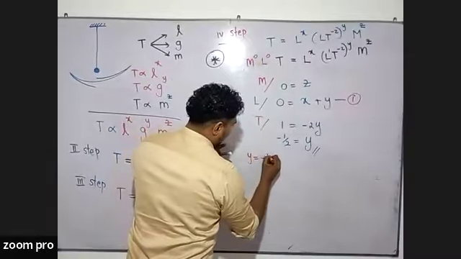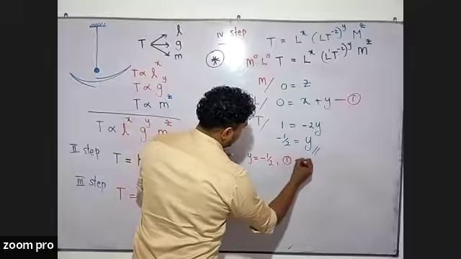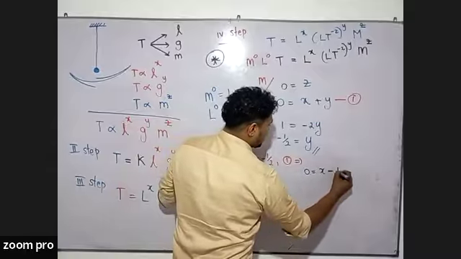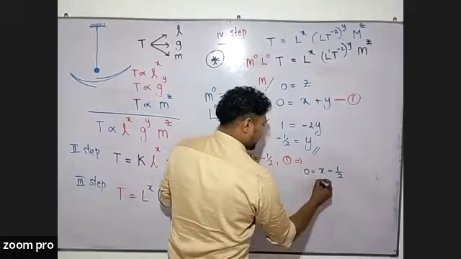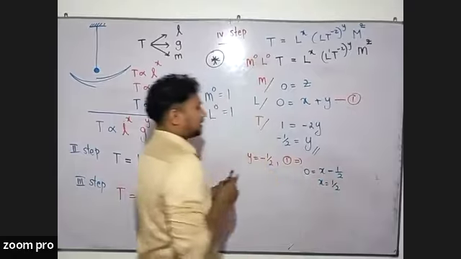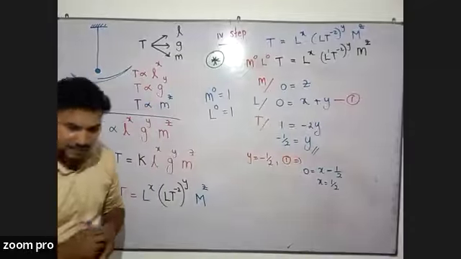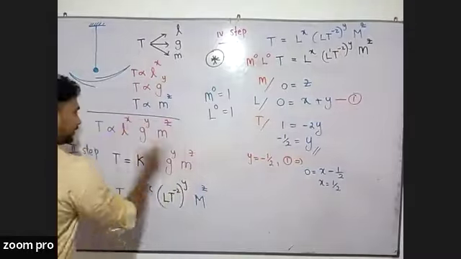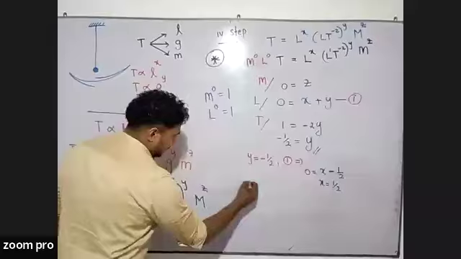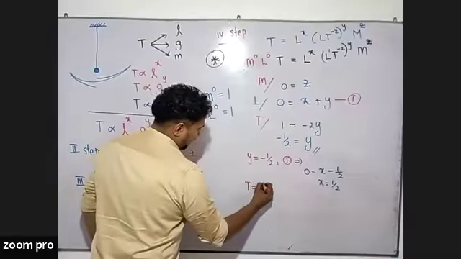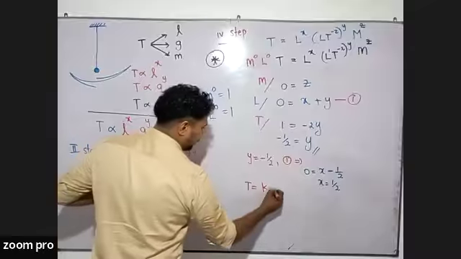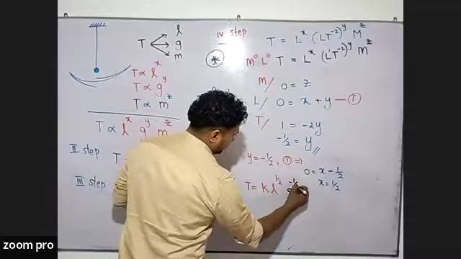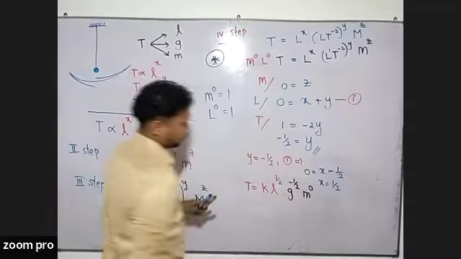Let's substitute y equal to minus half into the first equation. Then you can figure out that 0 equals x minus half. When it comes to the opposite side, it converts into positive half, right? So these are the values for x, y, and z. Then the final thing is you have to substitute these values into the obtained equation, that is T equal to k L to the power of x, x meaning half, g to the power of y, y meaning minus half, and n meaning 0, right?